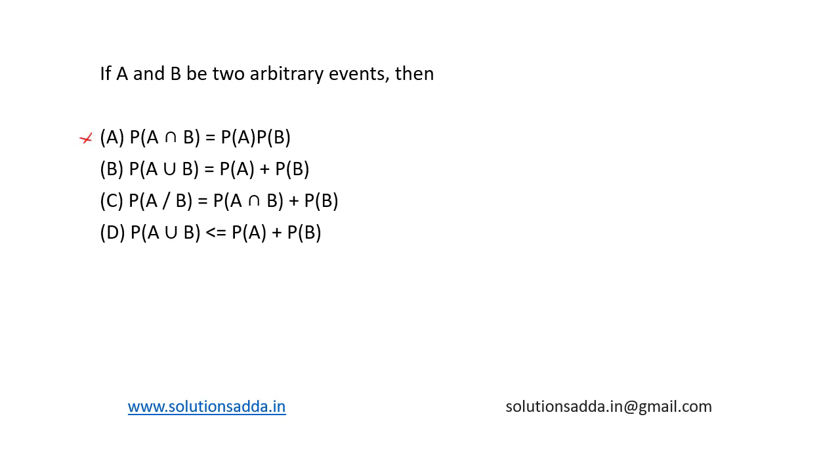Option B, probability of A union B is equal to probability of A plus probability of B. This is true only when both A and B are mutually exclusive. That condition is also not mentioned here. So this also cannot be correct. Option C, probability of A given B is equal to probability of A intersection B plus probability of B. This is actually false. The correct formula would be probability of A given B is equal to probability of A intersection B divided by probability of B.